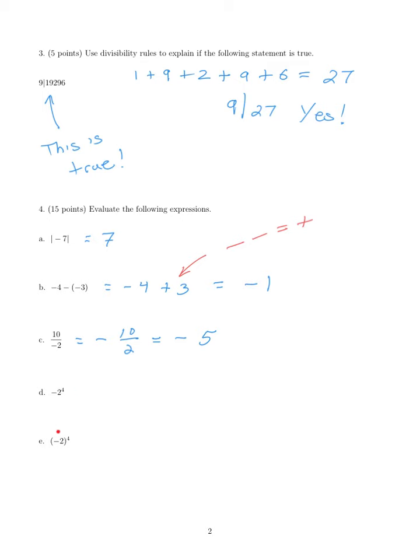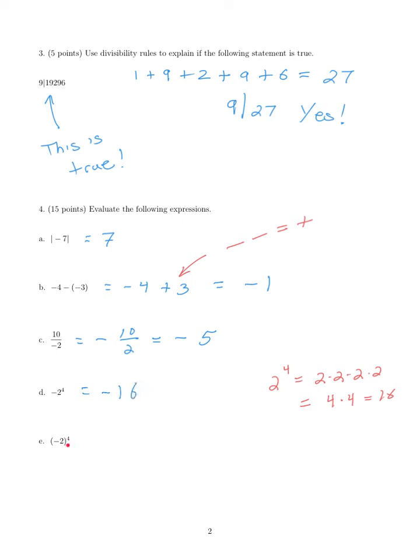This is negative 2 to the 4th, and this is also negative 2 to the 4th, but this one has parentheses. For part D, if we follow order of operations, we will do an exponent before we do multiplying by a negative. So first, I want to compute 2 to the 4th, and then multiply it by negative 1. So off to the side, I'll note that 2 to the 4th means 2 times 2 times 2 times 2. And 2 times 2 is 4, and 2 times 2 is 4. This is really 4 times 4, and 4 times 4 is 16. So this is negative whatever 2 to the 4th is. 2 to the 4th is 16, so this is negative 16.